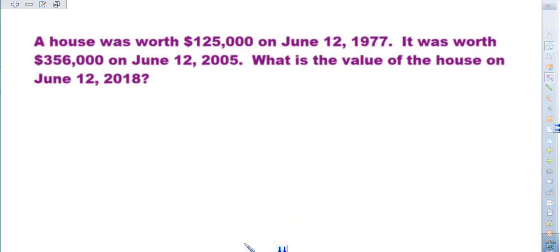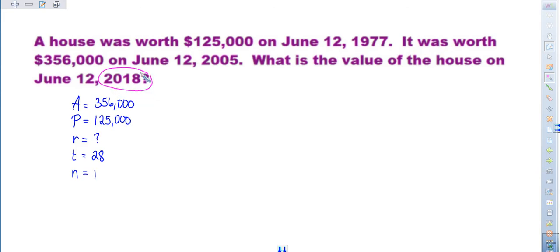Looking at our next question, same as always, you need to label your parts so you know what you're working with. Okay, so we go through and we label. Our initial amount was 125,000. Our final amount was 356,000. Okay, the problem here is it doesn't ask us what the rate is for this given amount. That's what we're missing. It wants to know what is the value of the house on June 12th, 2018.